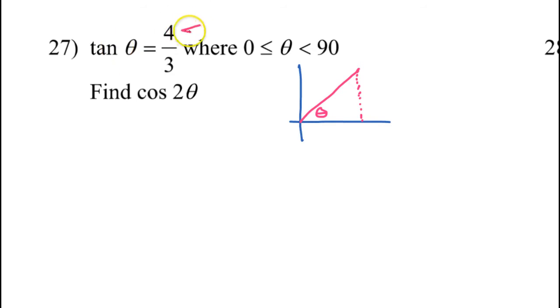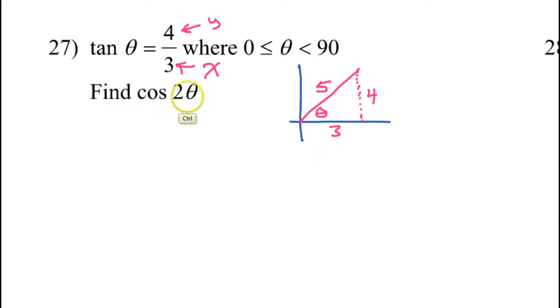Now tangent, in terms of x, y, and r, tangent is y over x. So that means this must be 4 and this must be 3. Now I need to know what r is. The radius is going to be 5. So if I didn't have that memorized, I would do the Pythagorean theorem. But 3, 4, 5 is so common, I've memorized that.